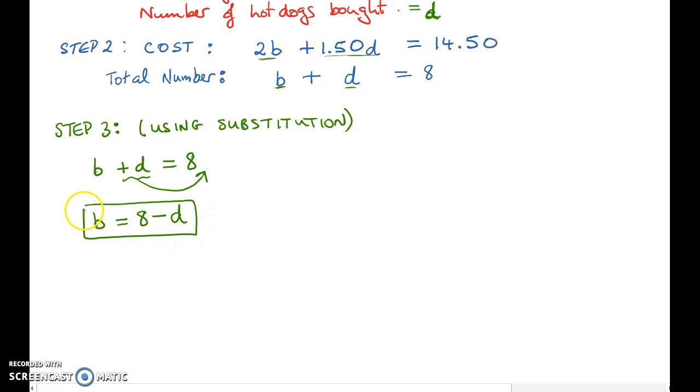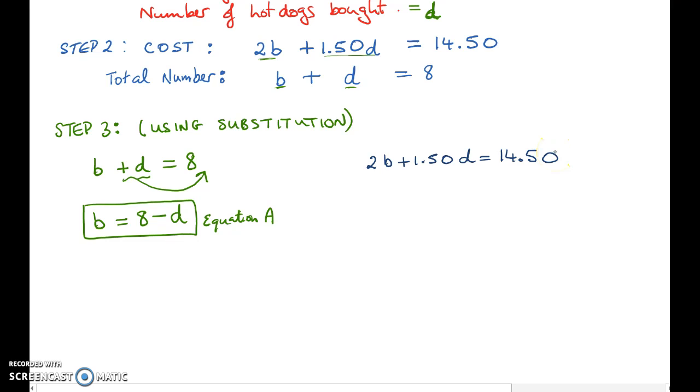And now the b is on its own, and we can sort of fence that off and label that as equation A. So you stop when you get one of the variables on its own. And now what we'll do is return to the other equation, the equation we haven't used yet. So let's say 2b plus $1.50d is equal to 14.50.